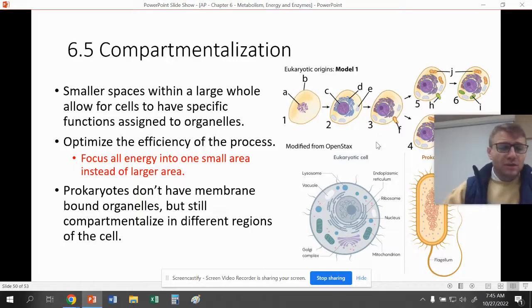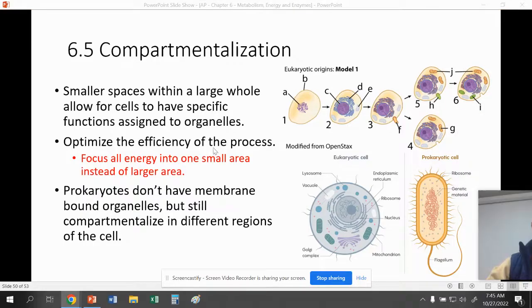All right, 6.5. We're just going to go on to 6.5. This is 6.5. I want to stop it before 6.6. Compartmentalization. So what does this allow us to do? Compartmentalization is when smaller spaces have more significant functions. This allows the organelles of a cell to work more efficiently.